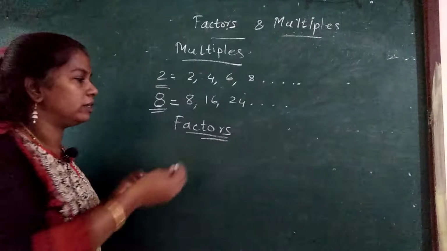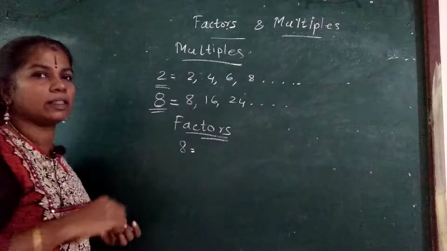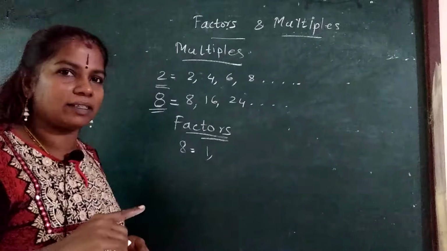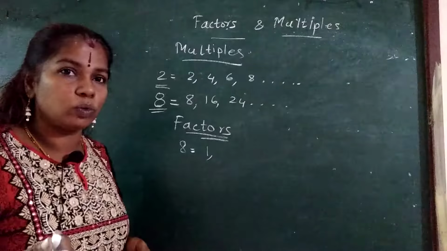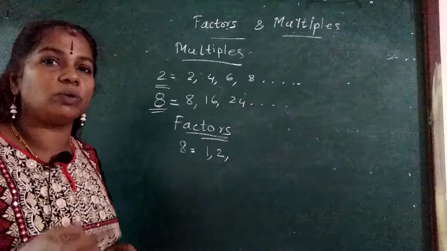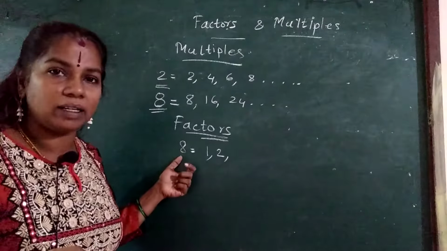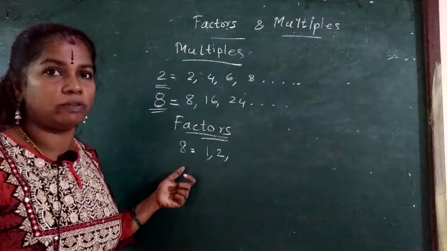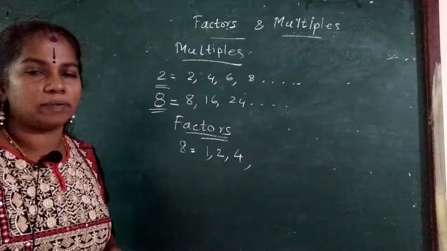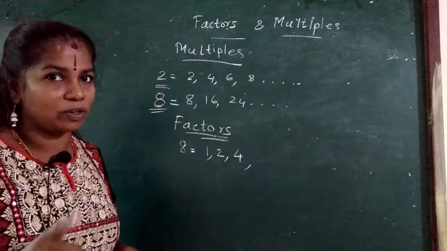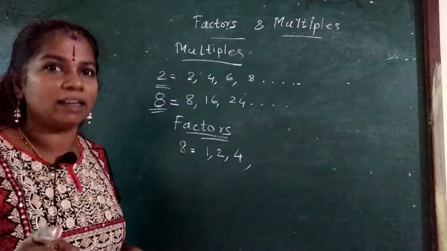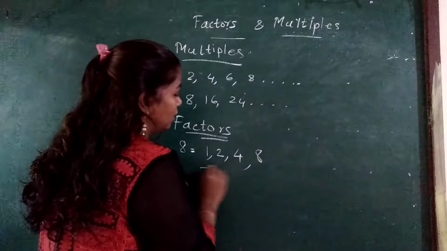Now suppose I want to know the factors of 8, then what I have to do? First I have to see number 1. 1 eight is 8, it's going correct. Next 2, 2 fours are 8, so it's going. Next, after 2, 3. In 3's table, 8 comes? No. Next we will go for 4. 4 ones are 4, 4 twos are 8, in 4's table 8 comes, so 4 goes in it. Then 5, in 5's table 8 comes? No, so it will not go. 6, no. 7, no. 8, yes. 8 ones are 8. Got it?